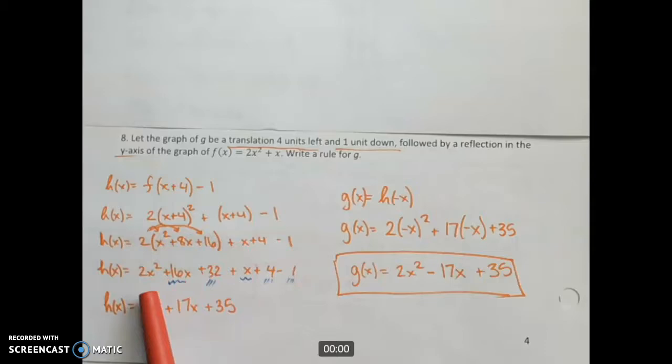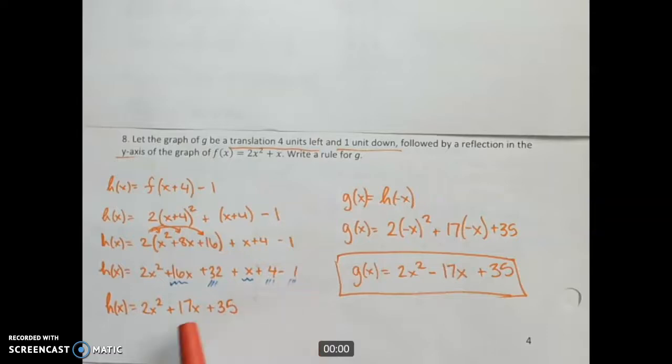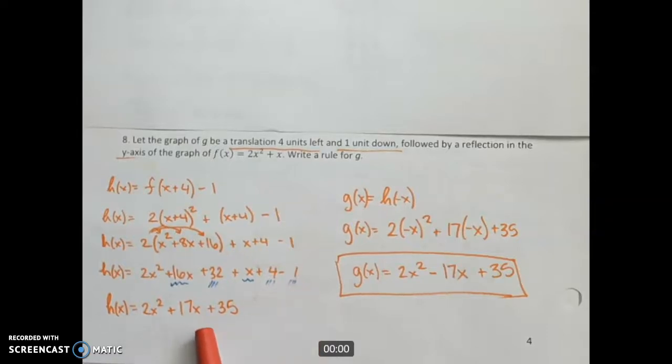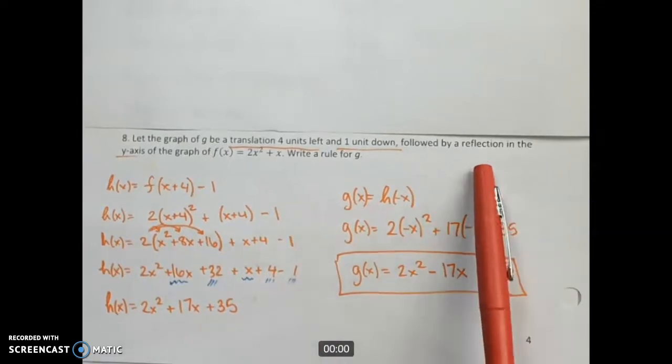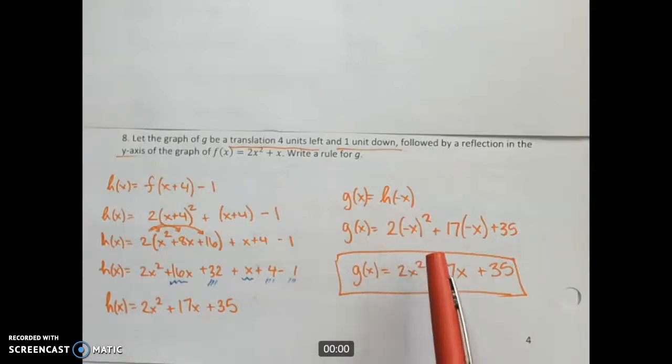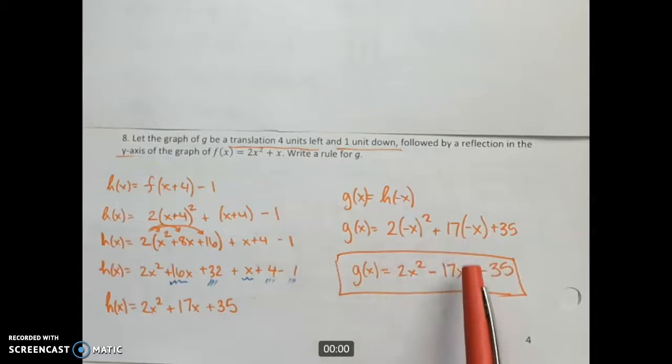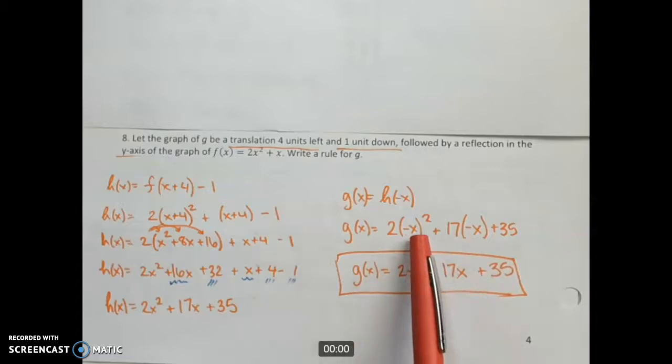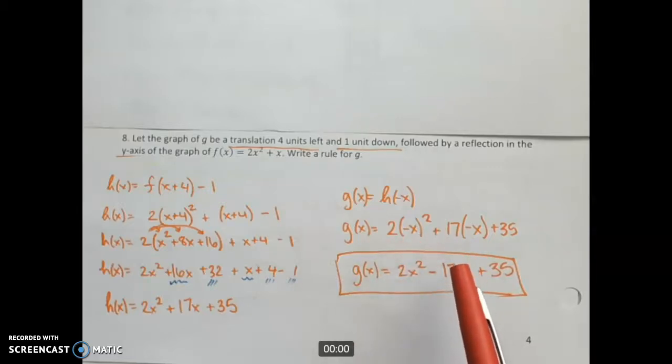And then you're going to have to distribute the 2 in there. Take 2x squared plus 16x plus 32, and then plus x plus 4 minus 1 gives you 2x squared plus 17x plus 35. Reflection in the y-axis, again, is h of the opposite of x in the grouping system. Therefore, you're basically just changing your middle term. Just going to change the sign, but negative x squared goes back to positive x squared. So 2x squared, positive 17 times negative x, negative 17x, and then plus 35.